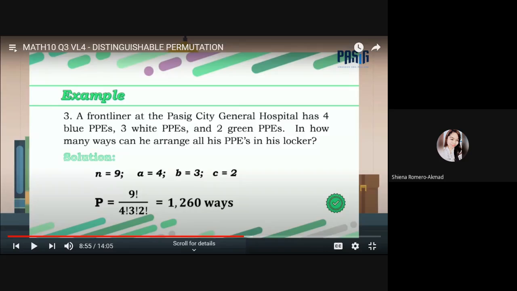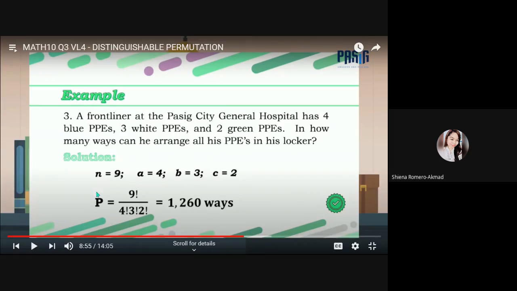So how will you know when this formula is the one to use? Last time, we had a formula given. You use that when there are objects and you have to get only a number of them. For example, there are 10 ball pens and you have to select 2 to use for your class. In how many ways can you do it? You have 10 ballpens, you only need 2, so you use the formula we used last week, which is n factorial divided by n minus r factorial.